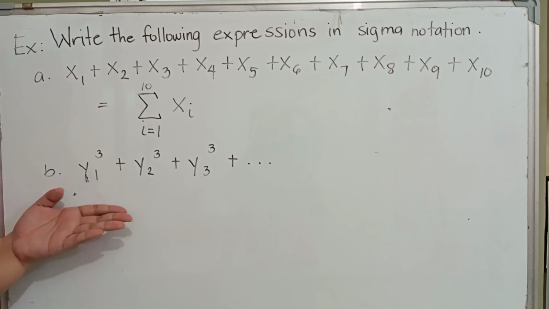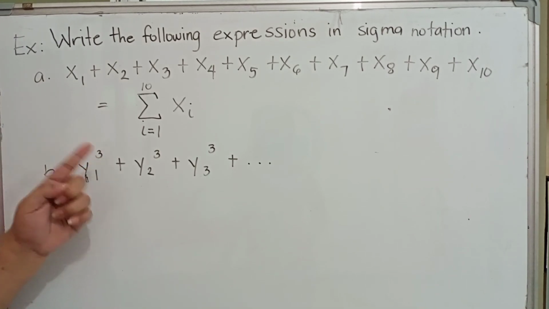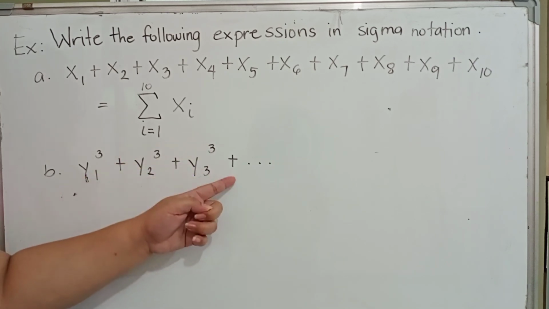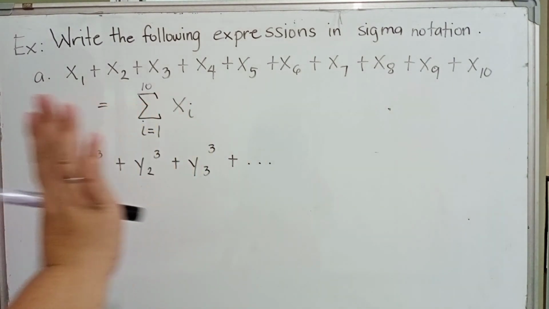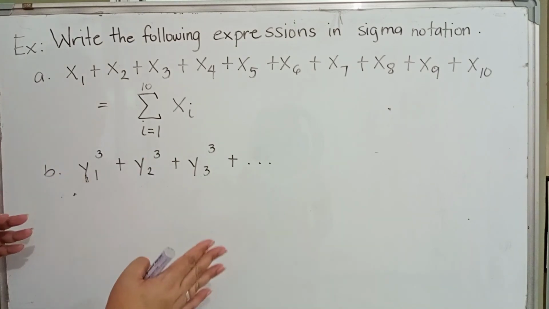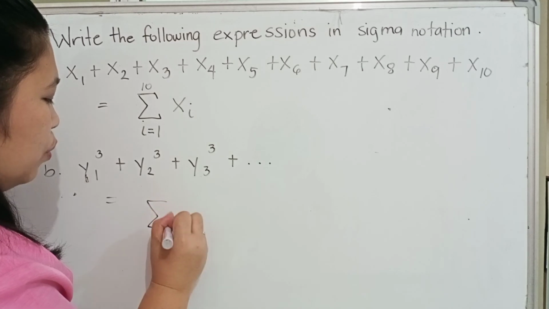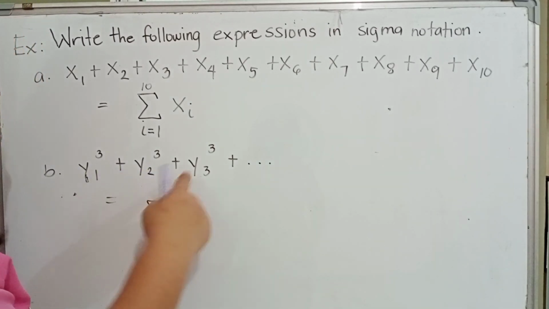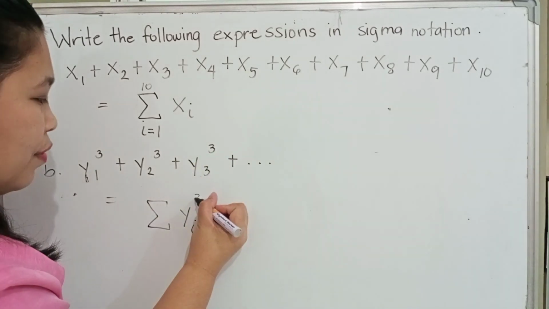Okay class, let us have another example. For example, your given is y sub 1 to the power of 3 plus y sub 2 to the power of 3 plus y sub 3 to the power of 3 plus, as you notice, we have here an ellipsis. Meaning to say, when you see this symbol, this means that your number is extended or infinite. Okay, so if you're going to write this in sigma notation, again, please do write the capital letter sigma and then use y as your variable. So you have y sub i, and then you have 3.